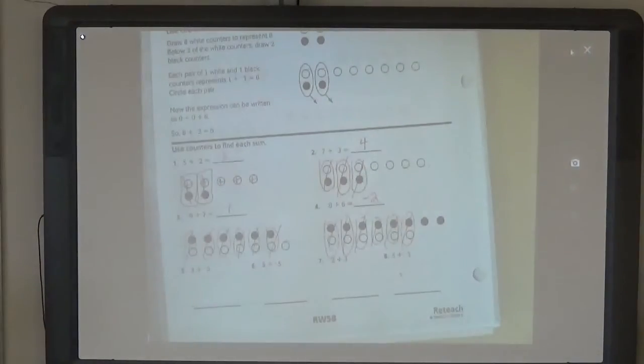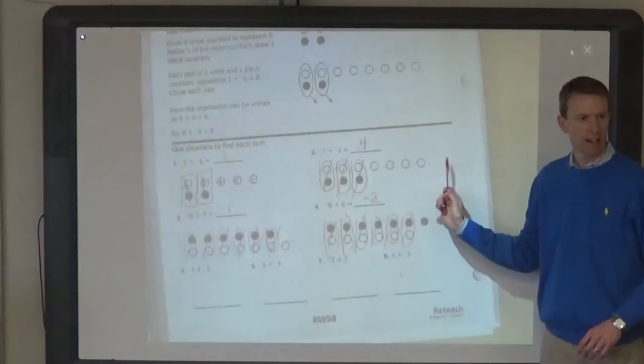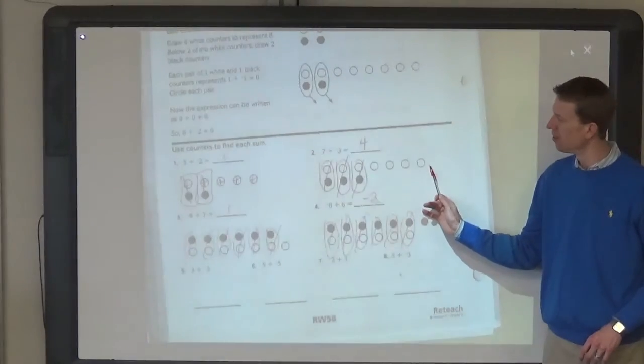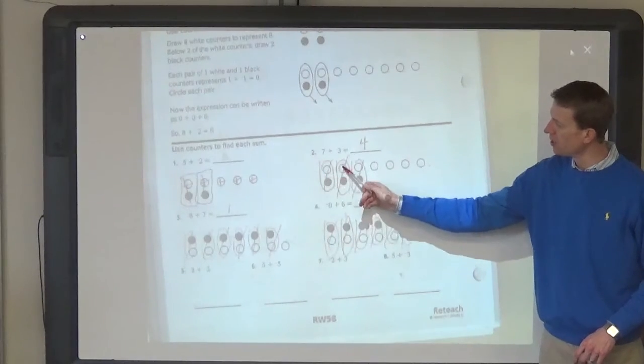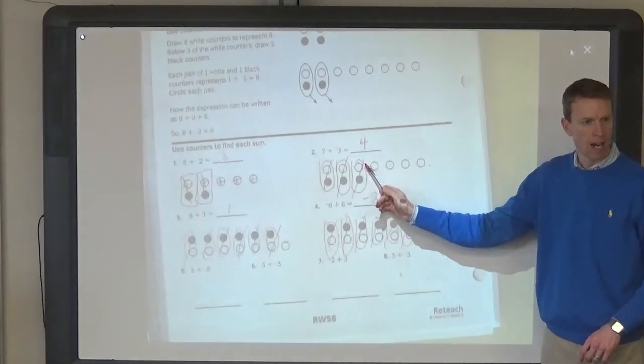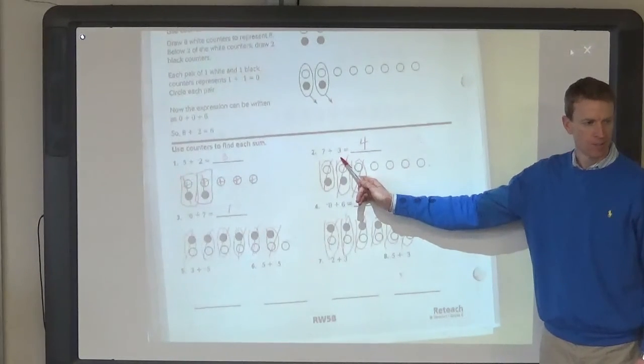Okay? How else could you explain it? Maya? Would number 2 be positive 4 and number 3 would be... Right. Yep, that's exactly what we wrote. Number 2 is positive 4. There's positive 4 left over because 3 of the positives are taken away by the 3 negatives. Okay?